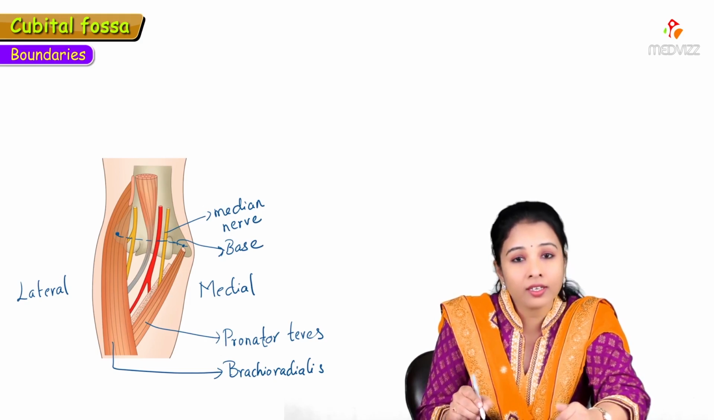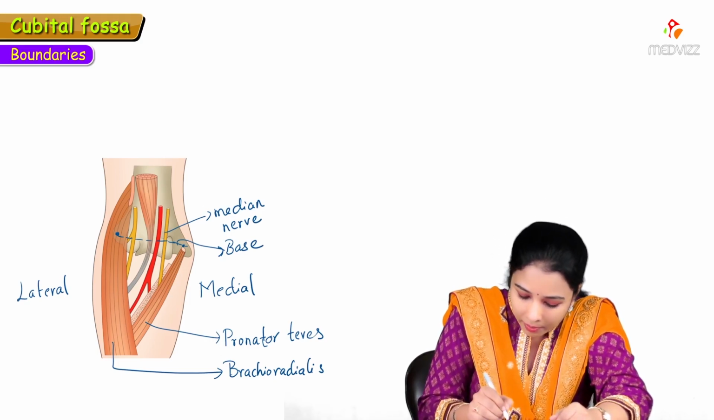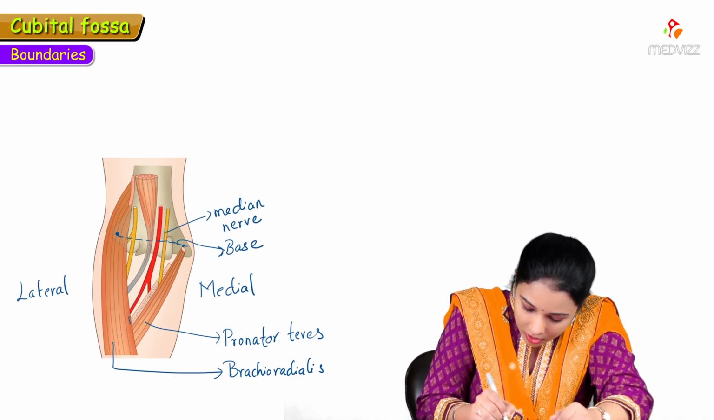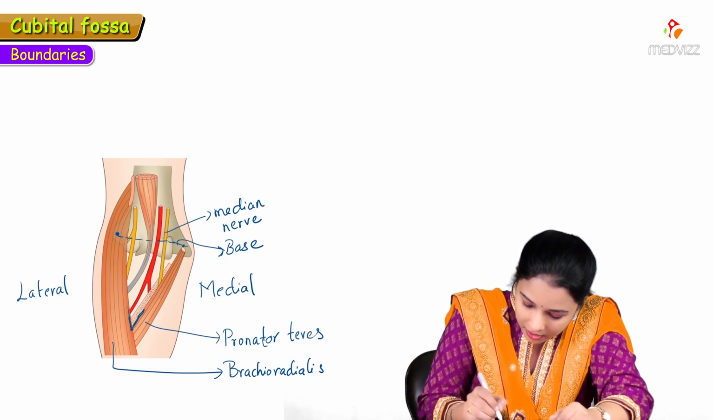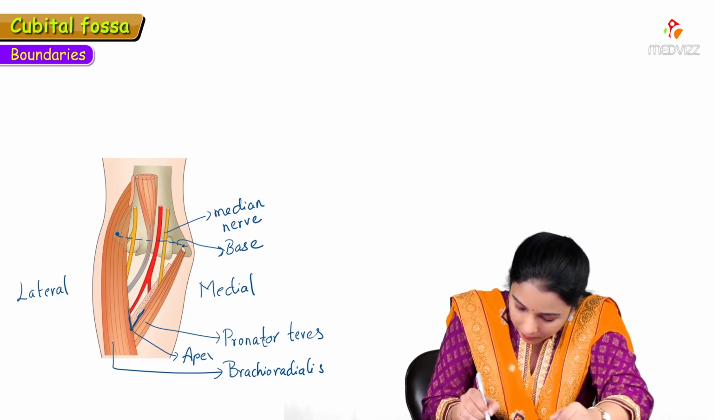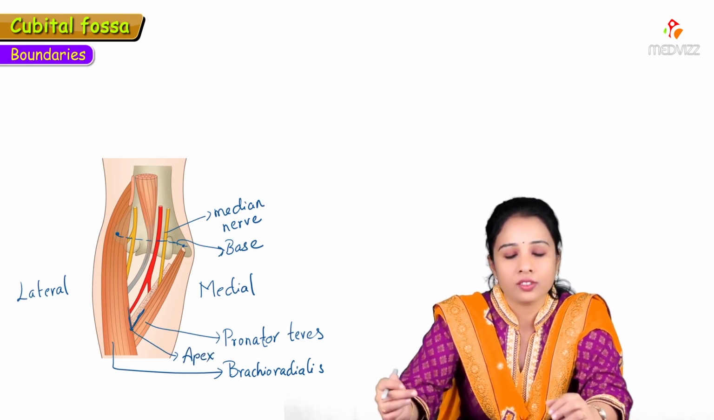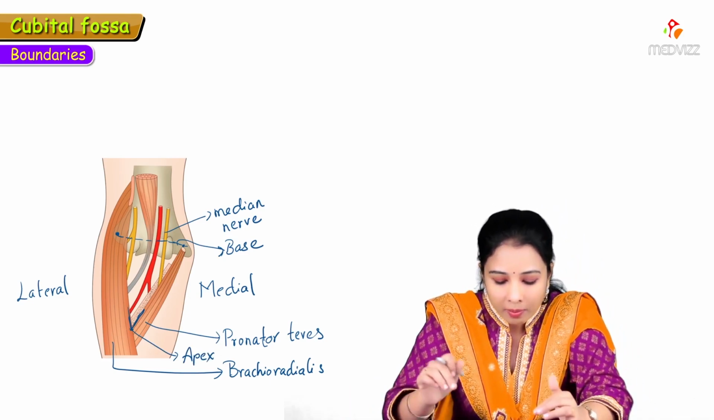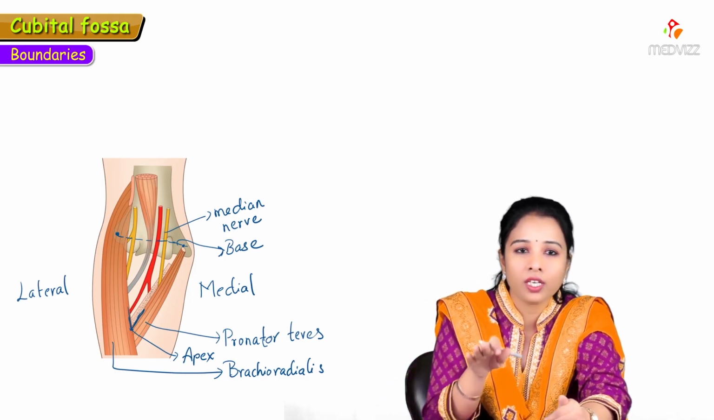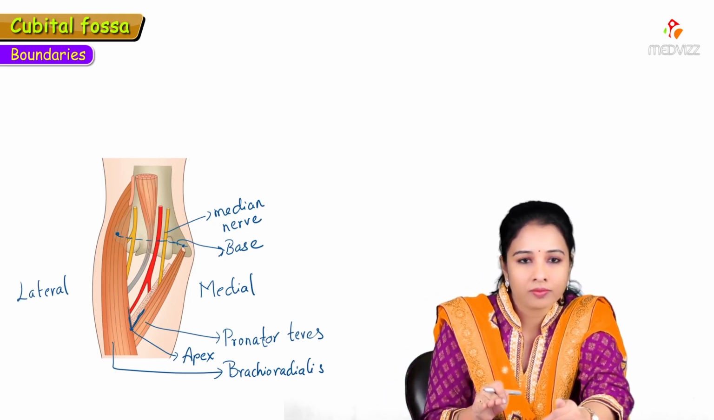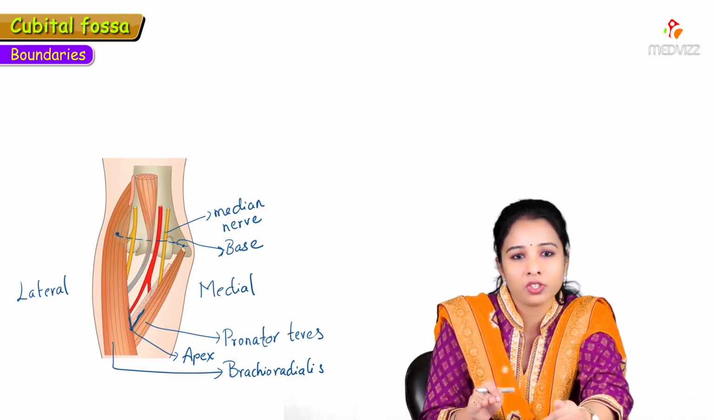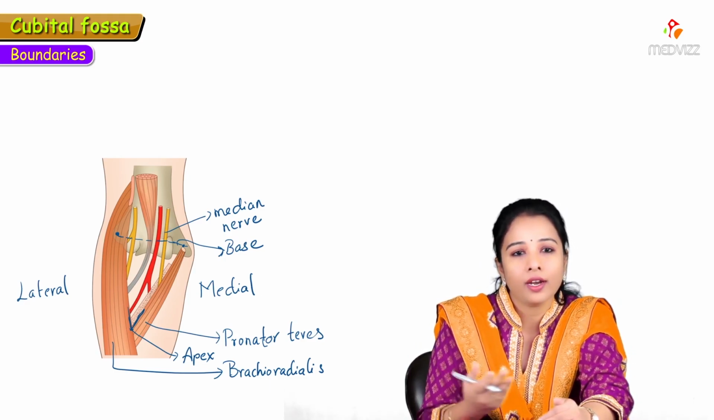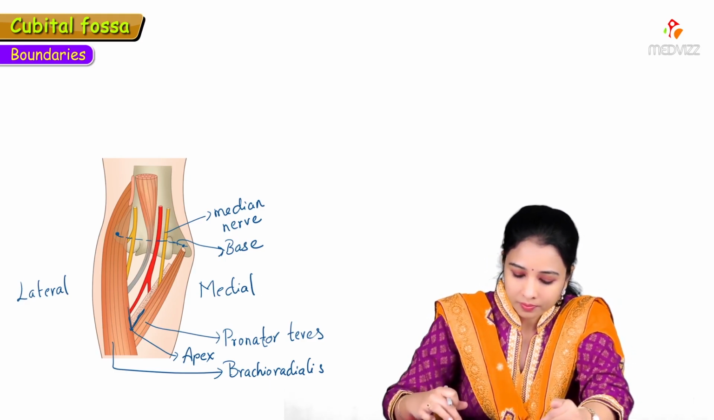So we are seeing here pronator teres and brachioradialis. They are crossing one over the other. We can see the apex here. This point is the apex of the triangle. So these are the boundaries. And apart from the boundaries, the cubital fossa has got the roof, which is formed by the skin, superficial fascia, deep fascia, all that. And it has got the floor.